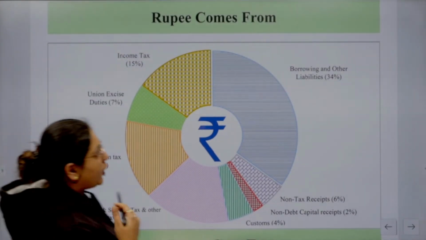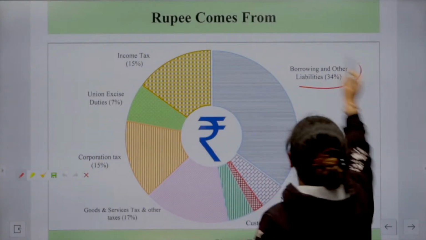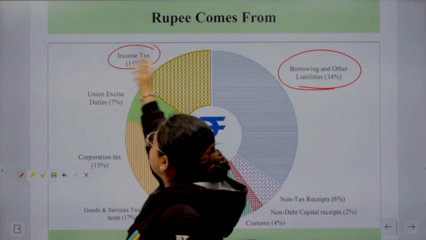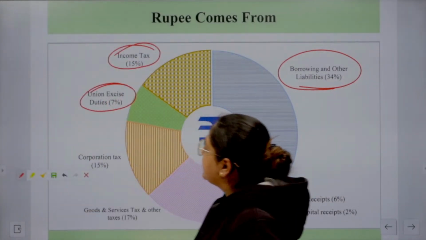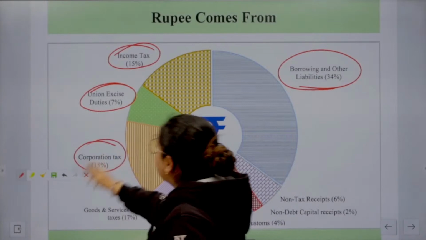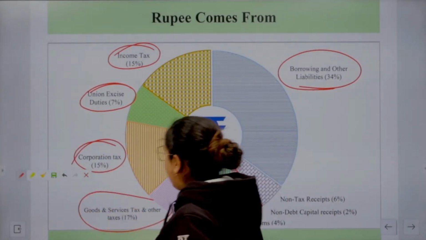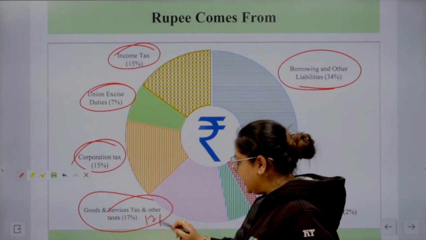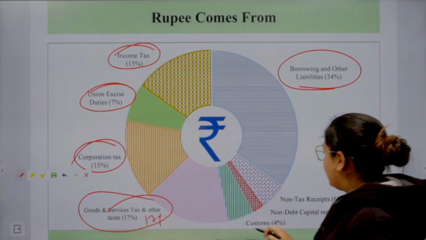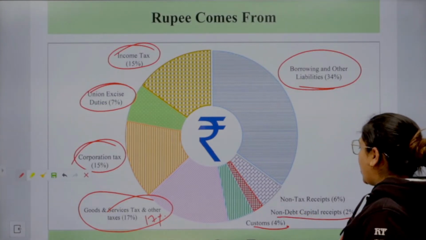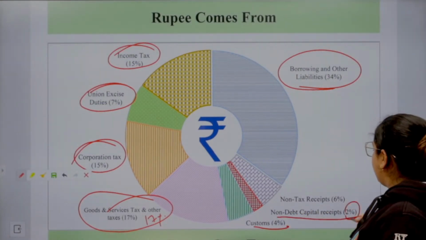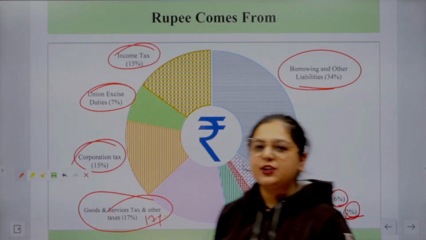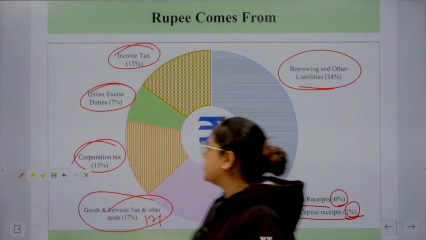What are the government's projected receipts? So 34% will be coming from borrowings and other liabilities, nearly 15% from income tax, 7% from excise duties, 15% from corporation tax, and GST and other taxes are going to cover 17% of the total receipts, customs 4%, non-debt capital receipts 2%, and non-tax receipts are going to cover 6% of the government's revenues, right?